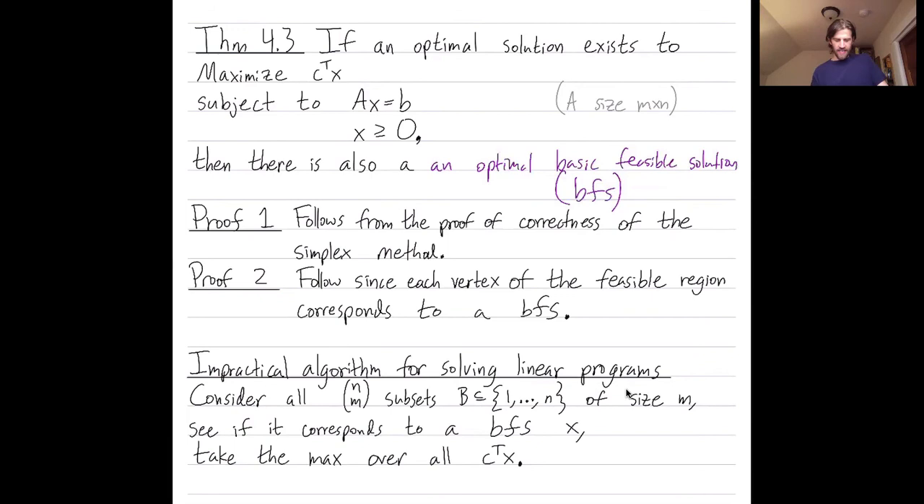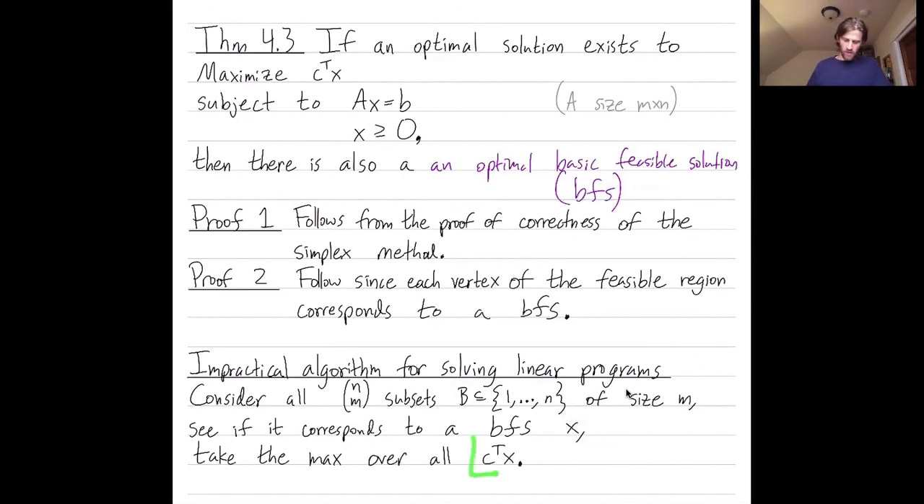This gives us an impractical algorithm for solving linear programs. So I could look at all possible candidate bases. So from the set of size n, I look at all subsets of size m. Those are all my candidate bases. When I have a candidate basis B, if the corresponding columns are linearly independent, I can solve for the unique corresponding potential basic feasible solution. It's only a feasible solution if it's non-negative, okay?